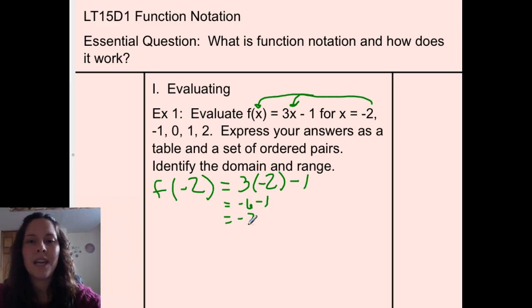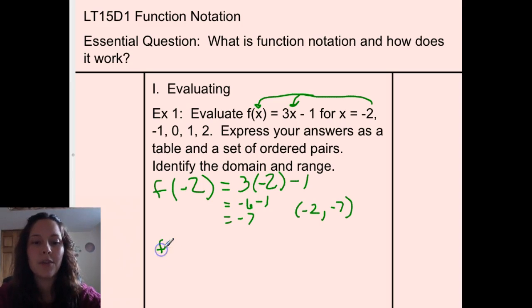Once I have all of my answers, then I'll put it as a table, but I can express each answer as an ordered pair right away. So my input was -2, that's my x value, so that goes in the first spot in the ordered pair. It's also called the domain, and then my output or my range value is also a y value, so that goes as the second number in my ordered pair.